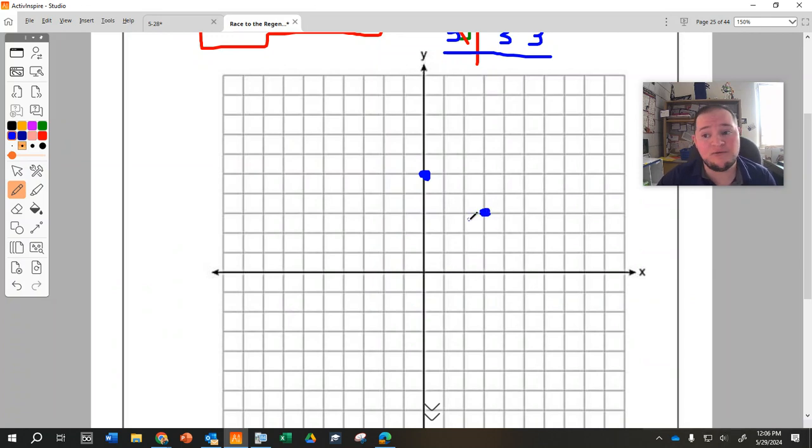Now it's a line, so realistically you can just continue this pattern. So it's down 2 over 3. I could even from this point go down 2, right 3 again, and it generates that same line, right?